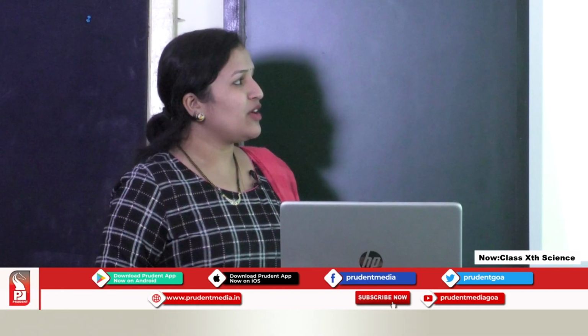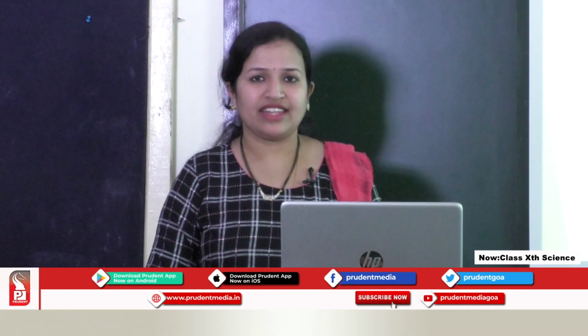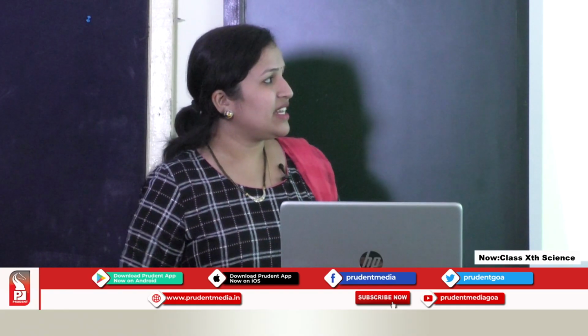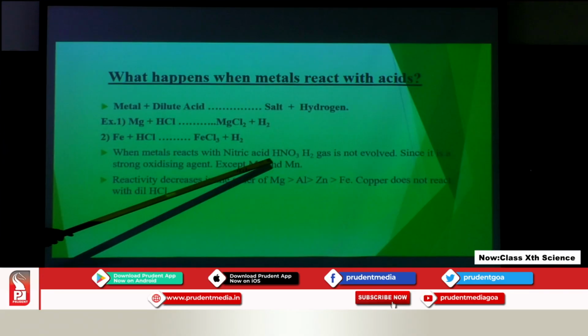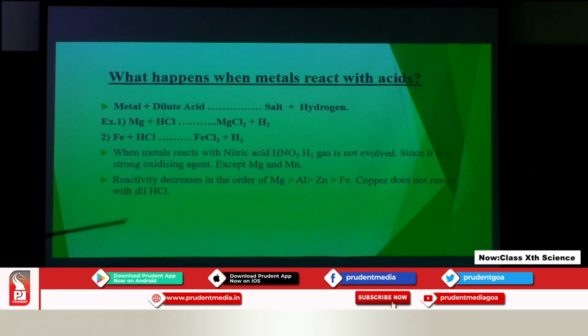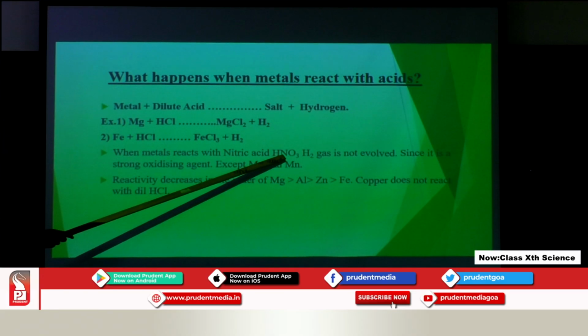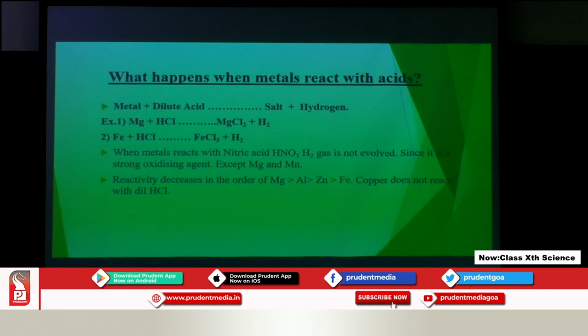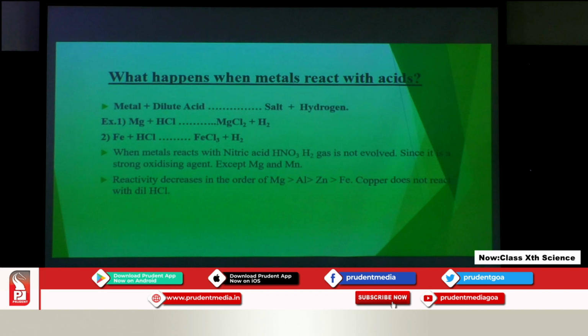Now, in place of hydrochloric acid, if we take nitric acid, the formula is HNO3. Here you can see that there are 3 oxygens in this formula. So, nitric acid is a strong oxidizing agent. We have seen that when a metal reacts with acid, hydrogen gas is evolved. But what will nitric acid do? Nitric acid will oxidize that hydrogen.